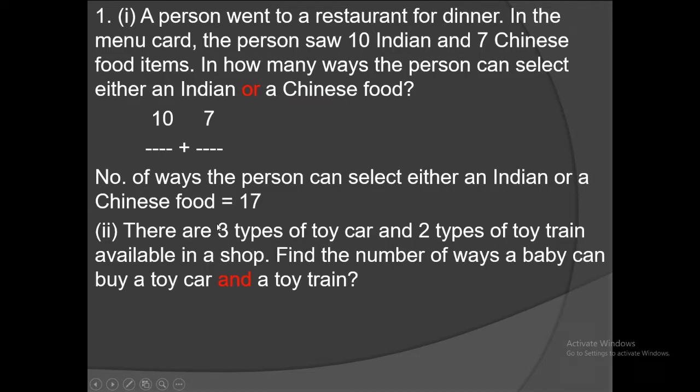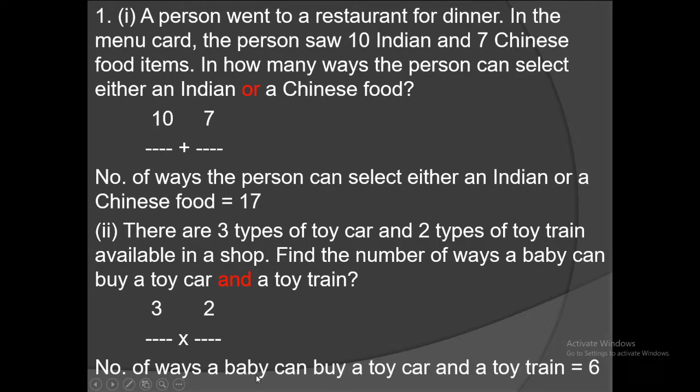Now the second sum. There are 3 types of toy cars and 2 types of toy trains available in the shop. Find the number of ways a baby can buy a toy car and a train. The baby is going to buy 1 car and 1 train. So it is AND, and I told you it is multiplication. So toy car, any one of the 3, so 1 plus 1 plus 1, it is 3. Toy train, 2, so 1 plus 1 is 2. Since he is going to buy this and that, one from this and one from that, 3 into 2 is equal to 6. So the number of ways a baby can buy a toy car and a toy train is equal to 6.